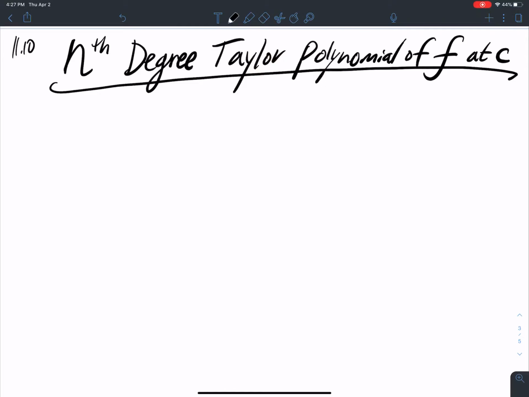Okay, so we're going to do the nth degree Taylor polynomial of f at c. We kind of hinted at this nth degree in the last video. But the nth degree, we go out in terms. So Tn of x is how this is denoted.